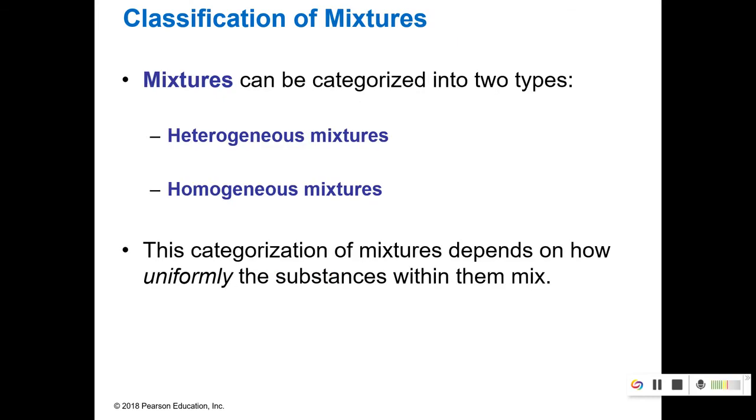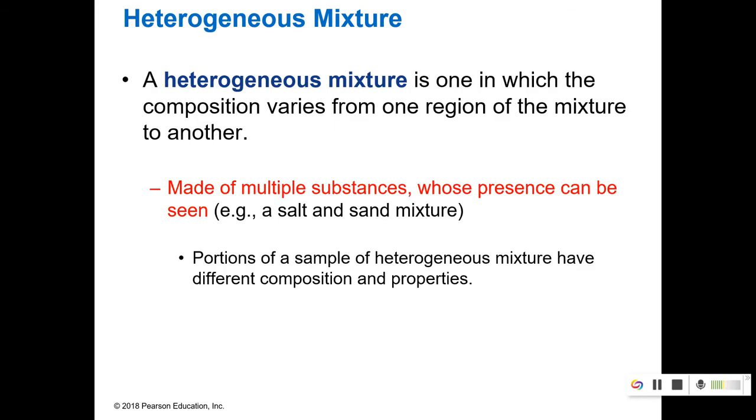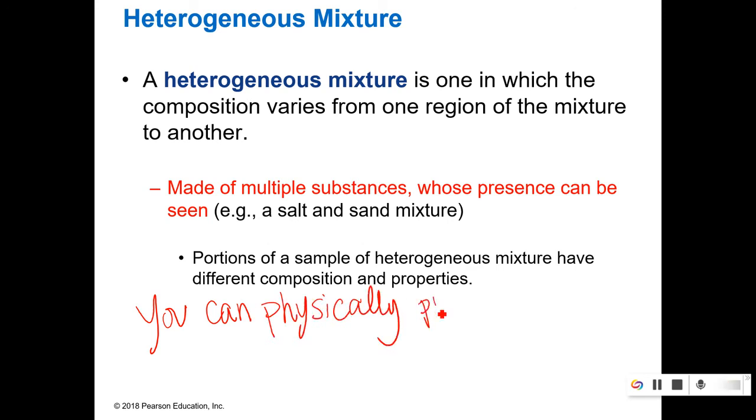Mixtures are also categorized into 2 types. There's heterogeneous and homogeneous. A heterogeneous mixture has varying composition, so it's made of multiple substances, all right? And you can normally see the pieces. The way I describe this normally is you can physically pick out the pieces. Like your hand can pull pieces out.